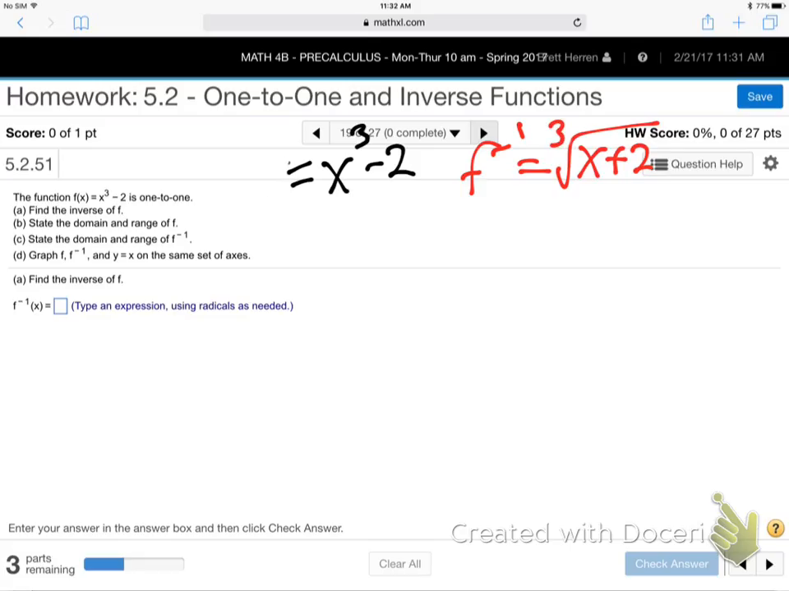All right, so we have the function and we have the inverse function. First off, they're going to ask us the domain and range for both of them, and then we're going to graph them. So let's go ahead and do that.